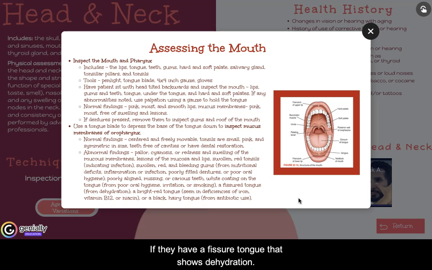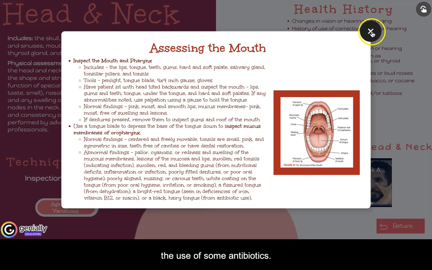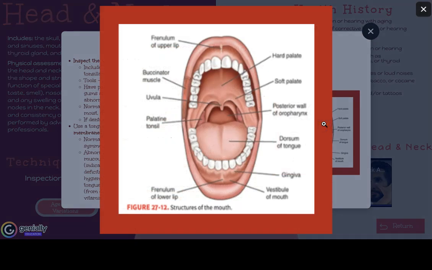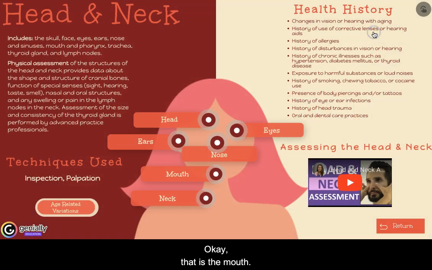If they have a fissured tongue, that shows dehydration. Bright red tongue is seen in deficiencies of iron, vitamin B12, or niacin, or black hairy tongue, and that can be caused by the use of some antibiotics. Okay, that is the mouth.